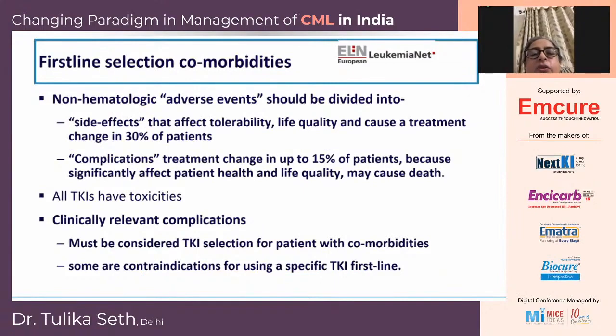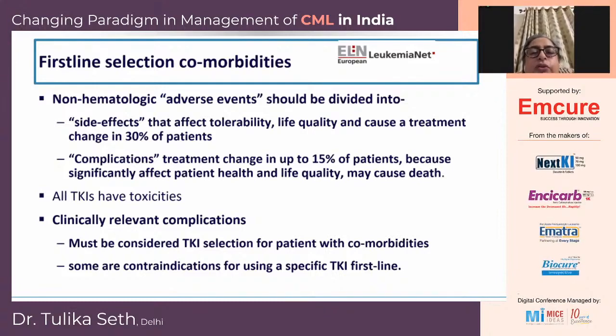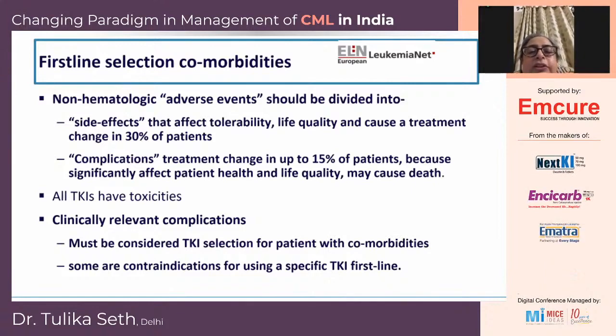And it says when you're deciding on first line, look at the comorbidities, and the non-hematological adverse events should be separated into side effects, which affect tolerability and quality of life, and complications, which occur in fewer patients, but are very important because apart from the effect on health and quality of life, they may even cause death. So it's very important to look at these. Next.